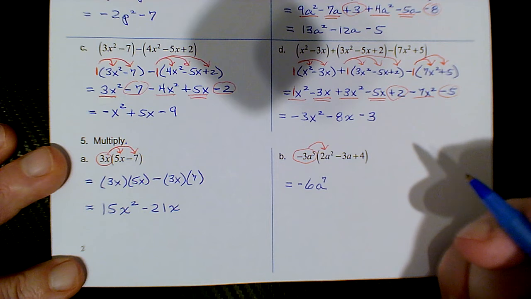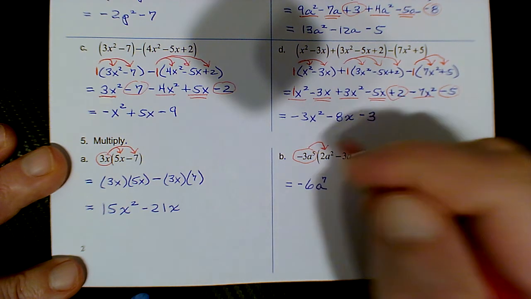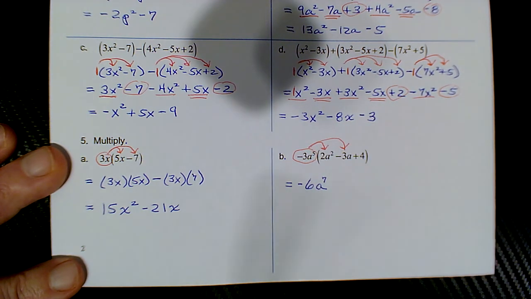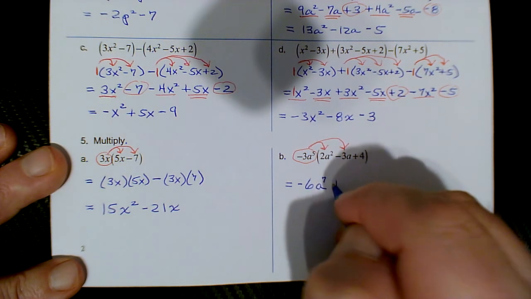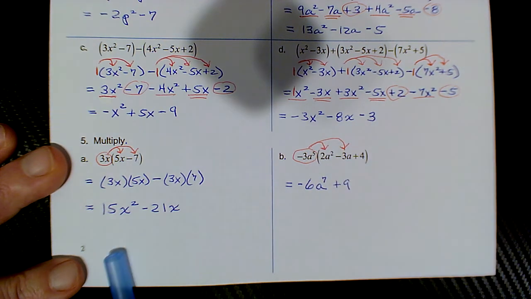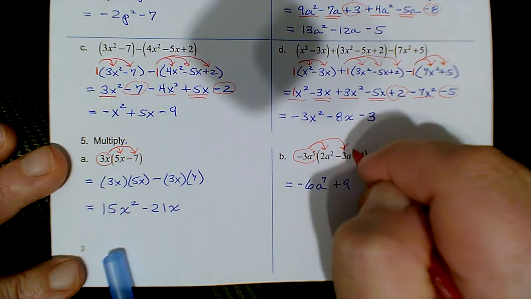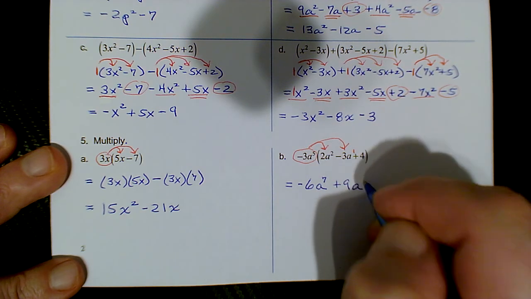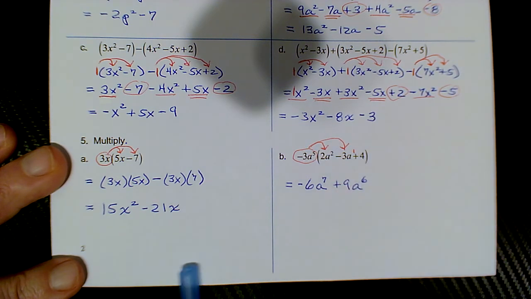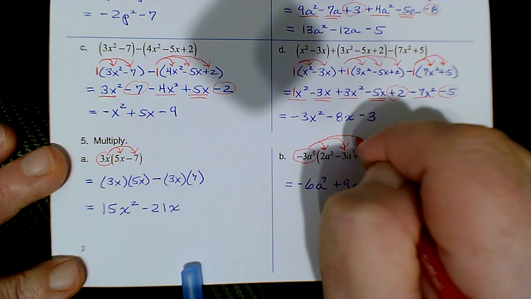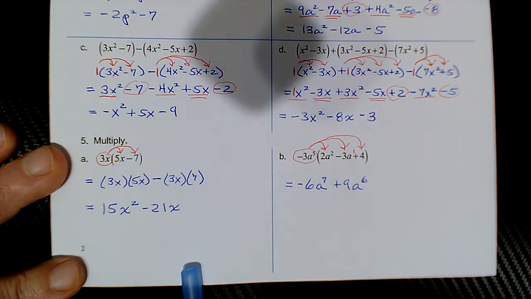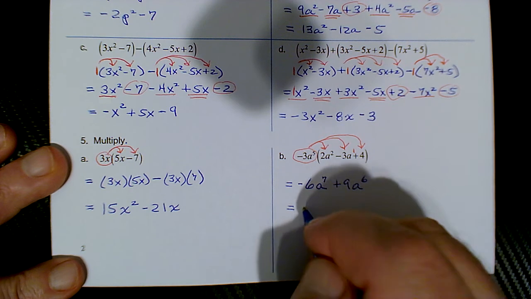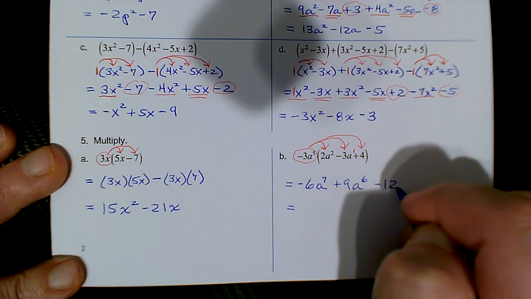Then that negative 3a to the 5th is distributed to this negative 3a. And a negative 3 times a negative 3 is a positive 9. And that's a to the 5th multiplied by, if you like to slide the 1 in there, a to the 1st, which gives a to the 5 plus 1 is 6. Add the exponents again. And then that negative 3a squared is distributed to the 4. And that gives us negative 3 times 4 is negative 12. And we tag along the a to the 5th.